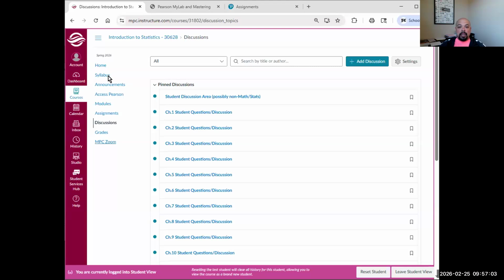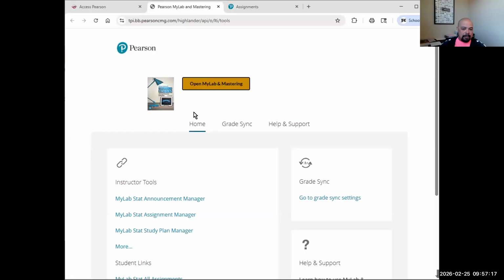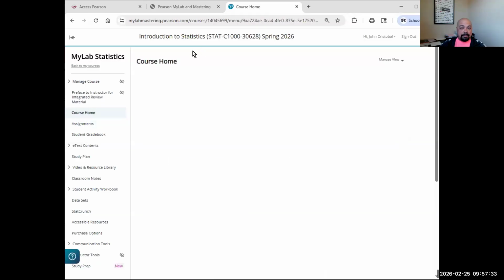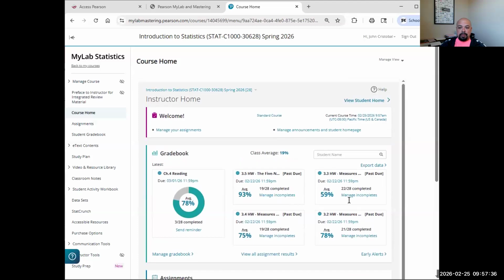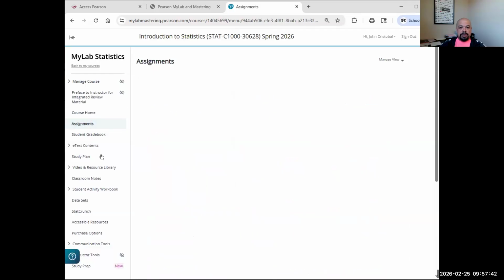But more importantly, what I wanted to cover for our discussion is the work with the Pearson homework in Chapter 3 and the StatCrunch there. So with Pearson, you can open Pearson and then it'll look like this, and you open MyLab. Again, yours might look a little bit different. I have the instructor view going, but with the assignments from our Pearson MyLab and Mastering, you might see some of the assignments due. And again, I'll go over here to assignments.